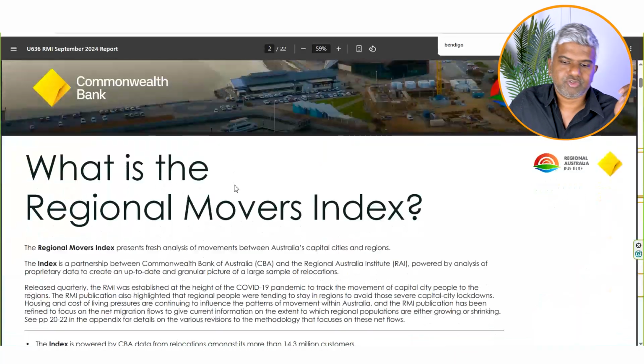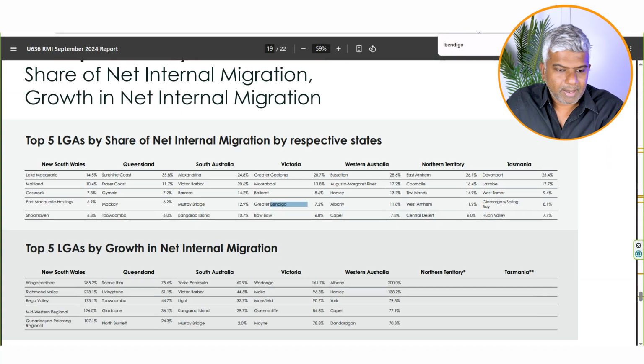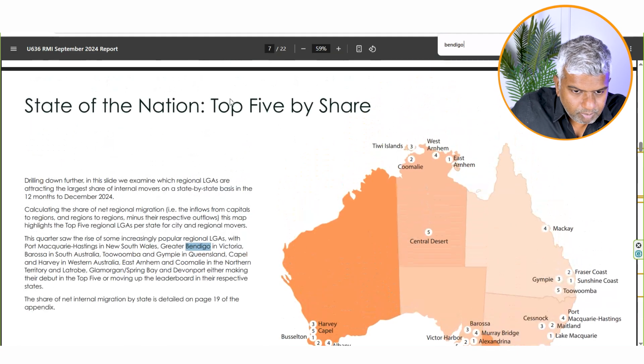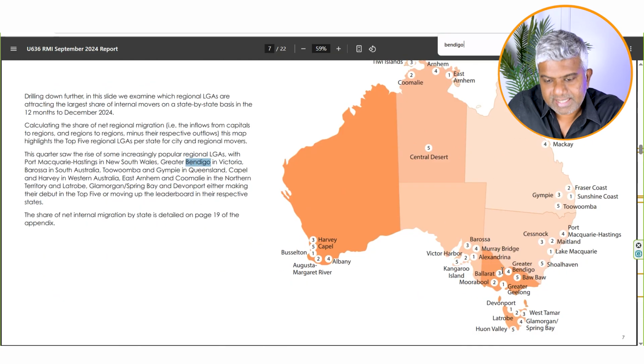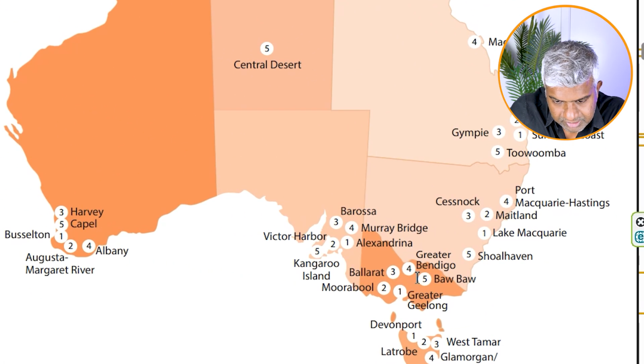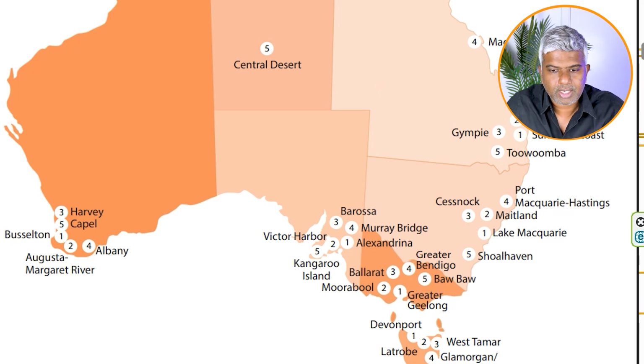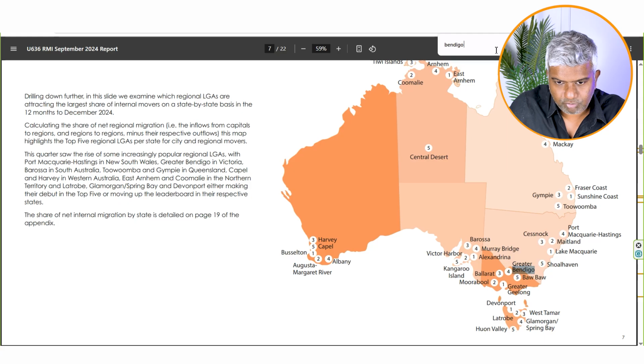So if I open the latest report and then I search for Bendigo, I can see here the first one, the top five by share. So I can see here that Bendigo is the fourth highest in terms of share of population it's receiving. Okay, so the first one is Geelong, then Moorabool, Ballarat, and then there's Bendigo. So that's number one. That's a healthy sign. Okay, most of this population is coming from Melbourne.